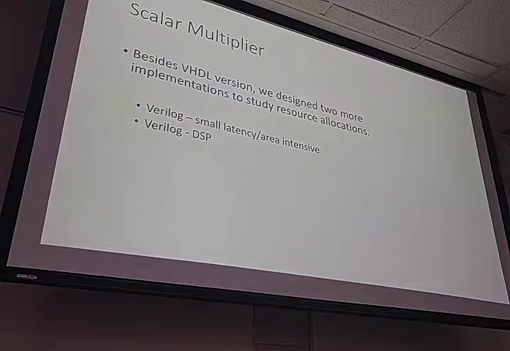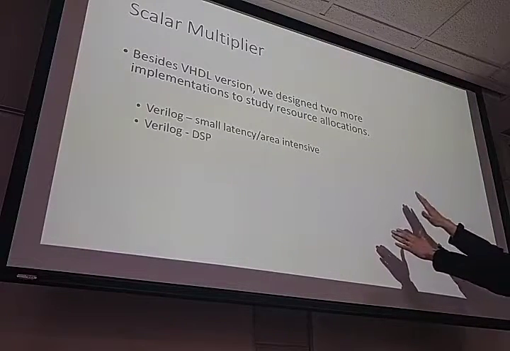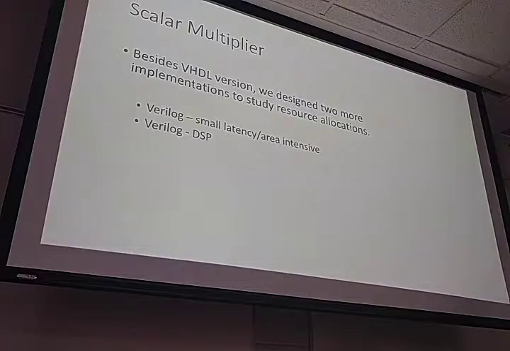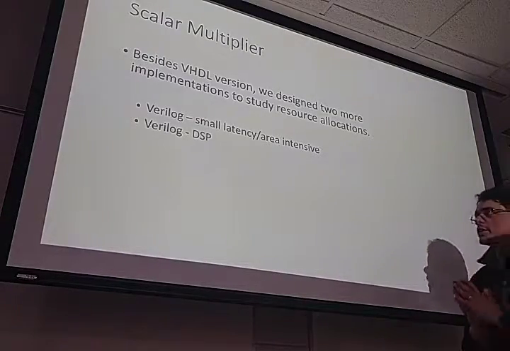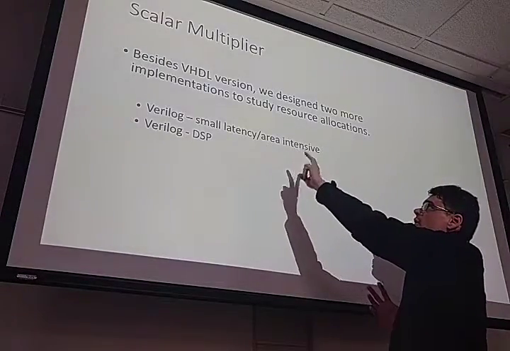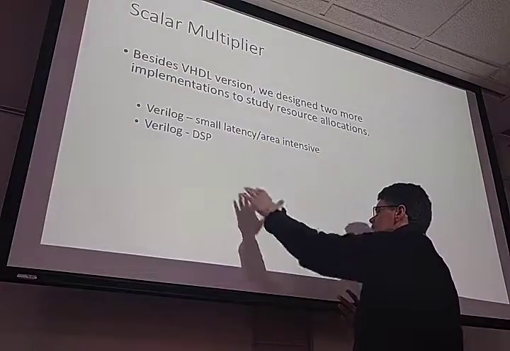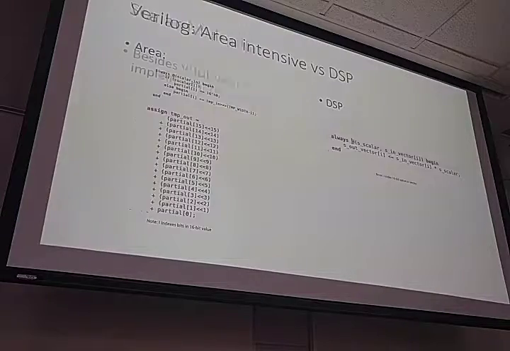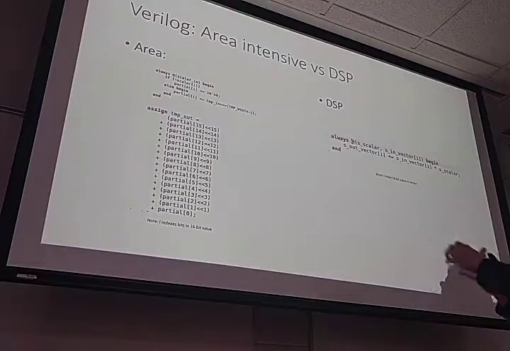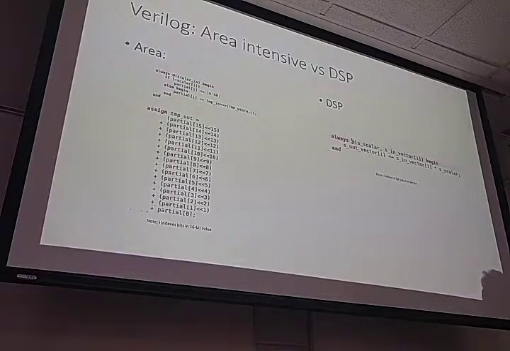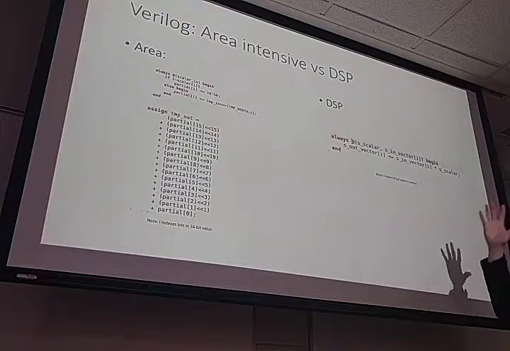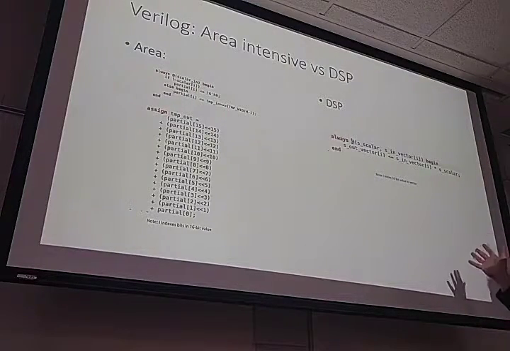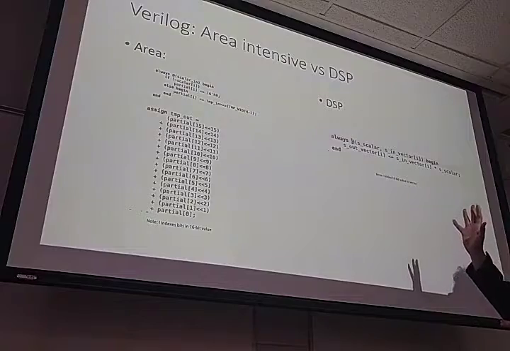So we had the VHDL version. We designed 2 Verilog modules for the scalar multiplier to compare them. The VHDL version is similar to the Verilog DSP results. Those are the 2 codes, and these are just snippets of the entire module. There are a lot of things, but these are just the important ones.